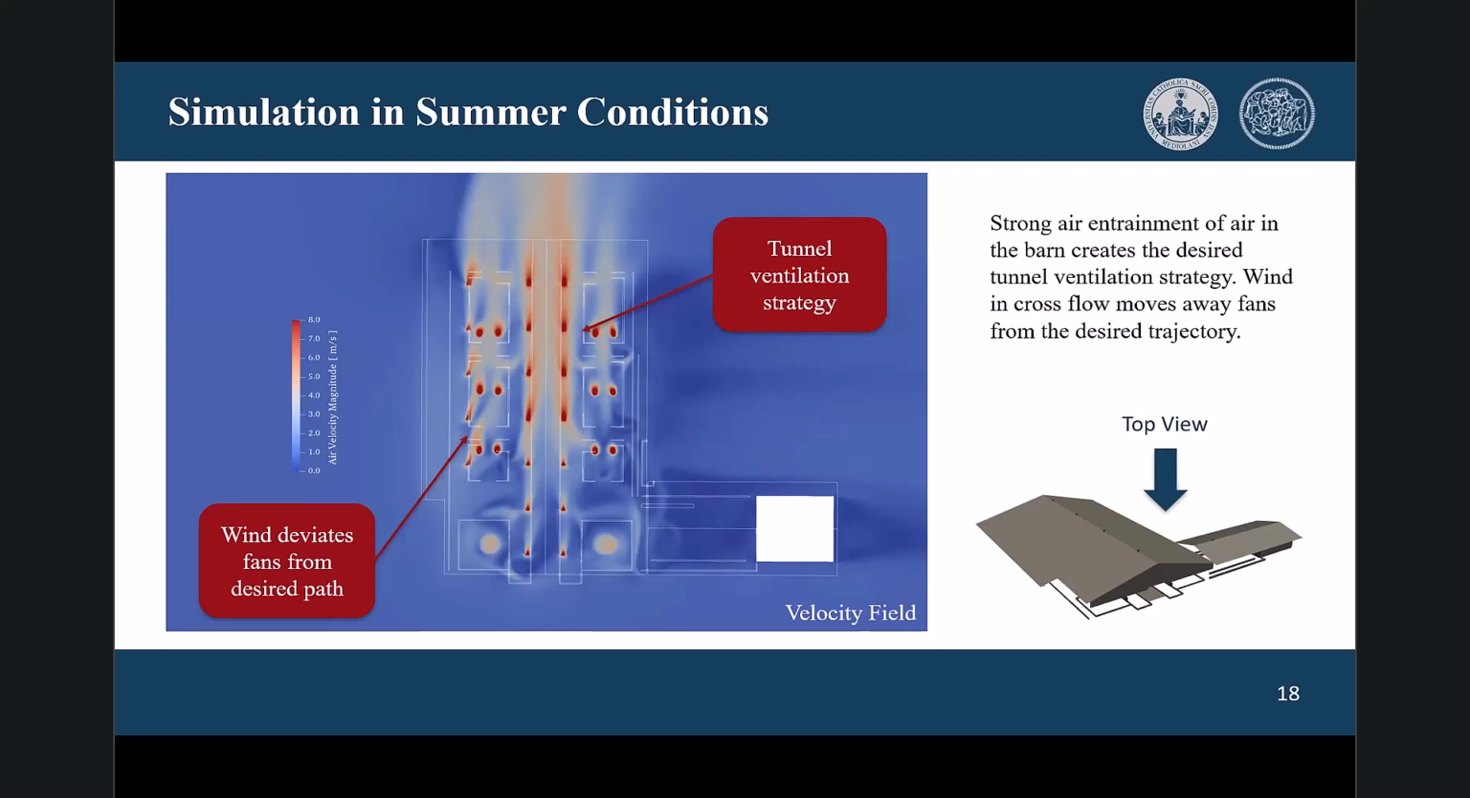This is actually wanted by design because we want to use the recirculation fans in order to create air entrainment and enhance the air change rate in the building. You can also see that wind is actually changing from the desired path set by the upwind fans.